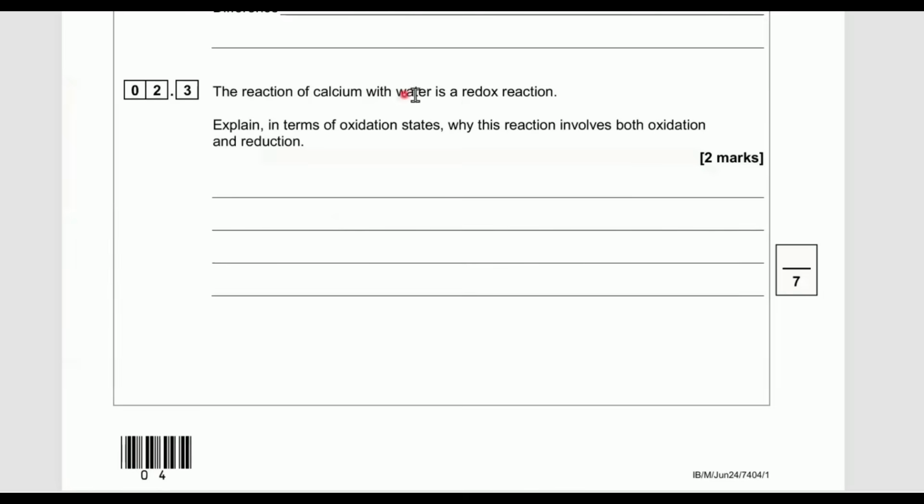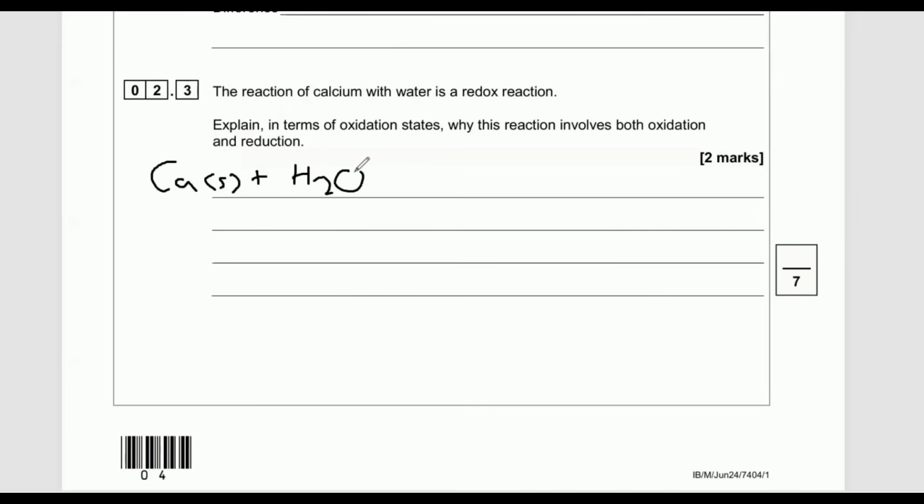2.3, the reaction of calcium with water is a redox reaction. Explain in terms of oxidation states why this reaction involves both oxidation and reduction. So what we want to do here, guys, is write this one out. This is typical. It's just a group two hydroxide reaction. This should be dead simple for you guys because you probably know your group one ones from GCSE.